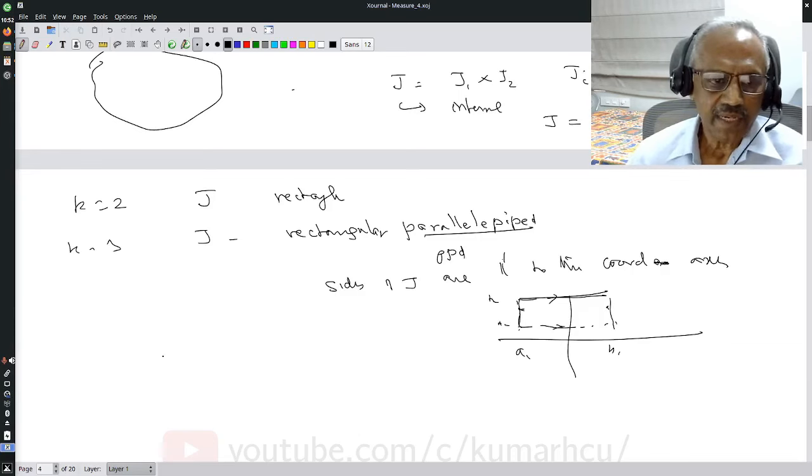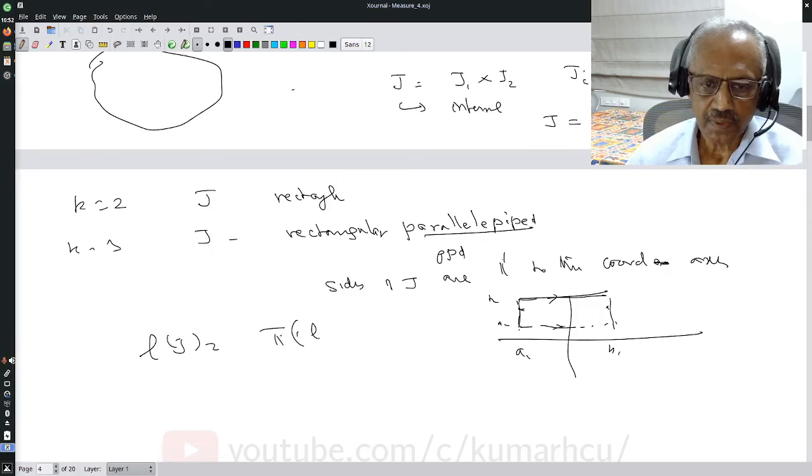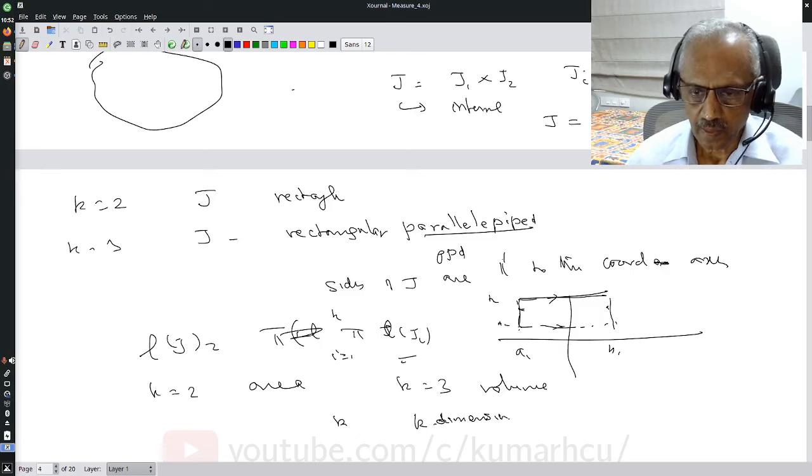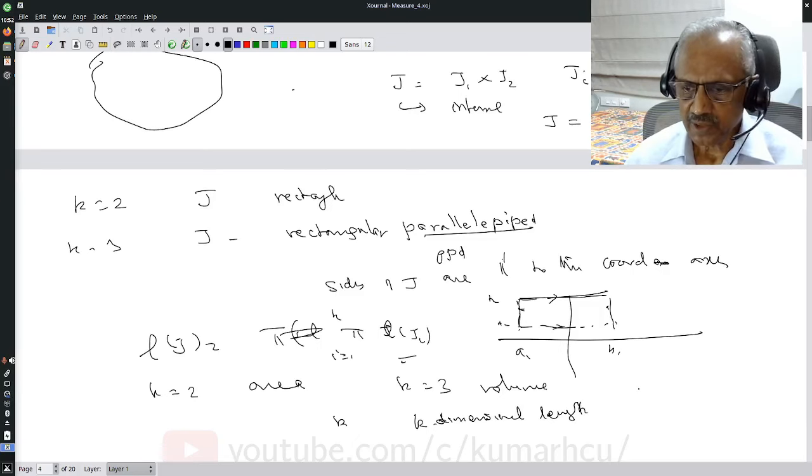So how do I define the length of J in this case? An obvious thing: it is the product over i equal to 1 to k of the length of Ji. In the case of k equal to 2, we call it area. In the case of k equal to 3, we call it volume. In the case of k anything, we call it k-dimensional volume or k-dimensional length. But I will simply call it length.